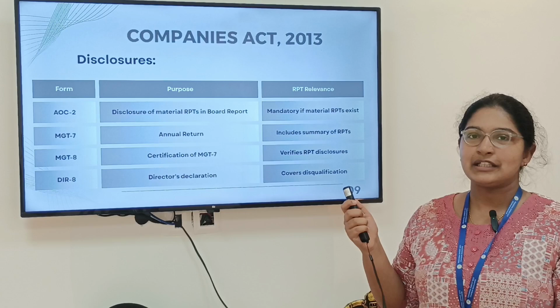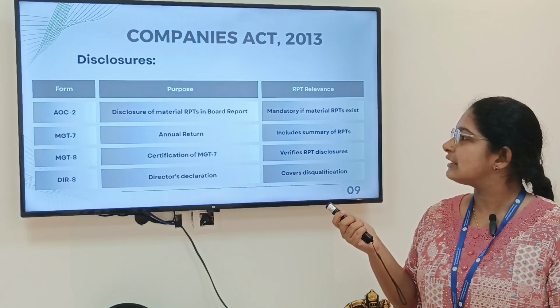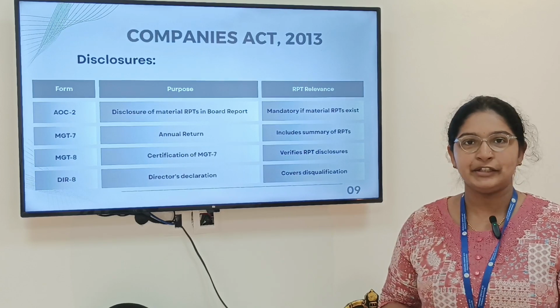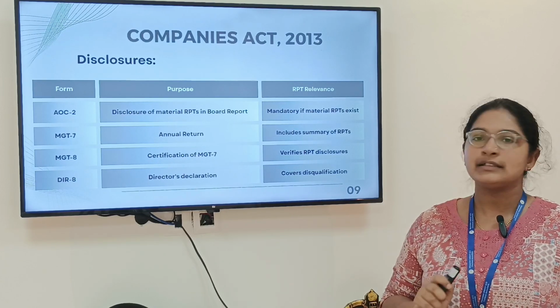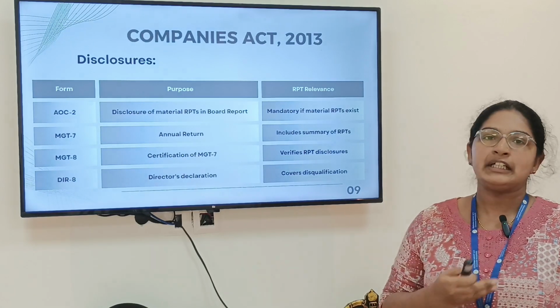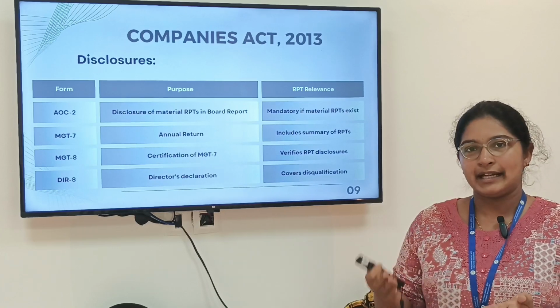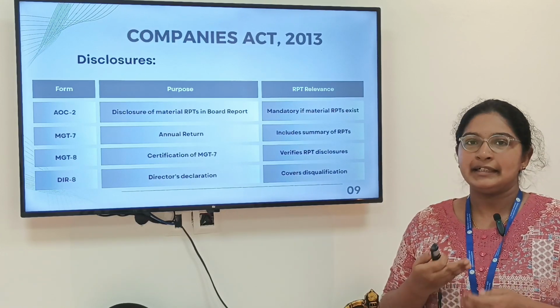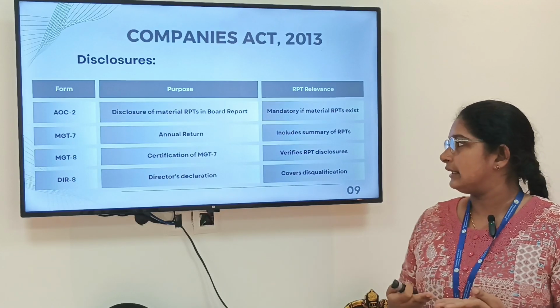Let's see the forms which we are filing with the ROC, which require related party disclosure. First one is AOC-2. AOC-2 is part of the director's report, in which we disclose the related party transactions that happened during that period. It is mandatory if a related party transaction occurred in the period.